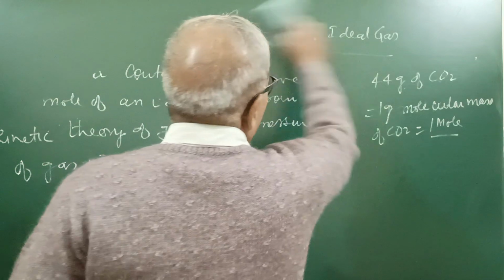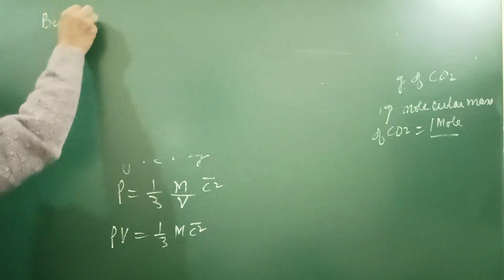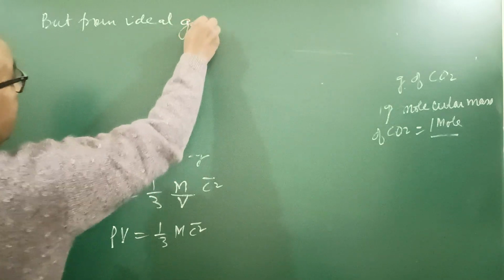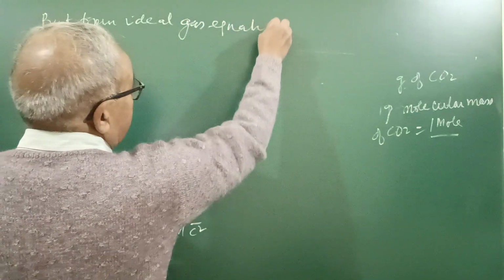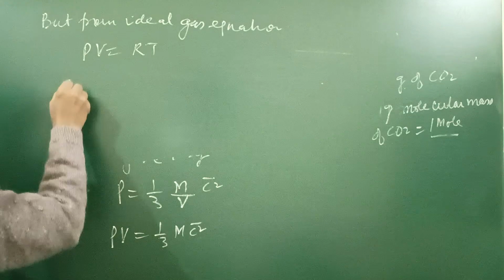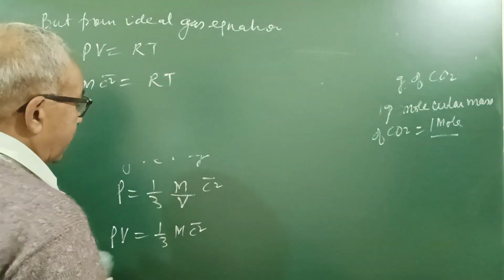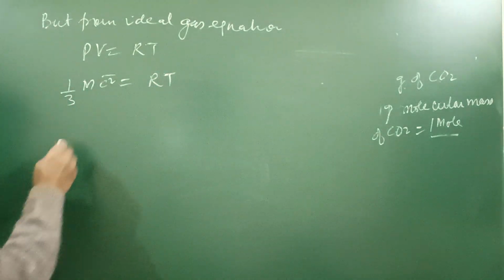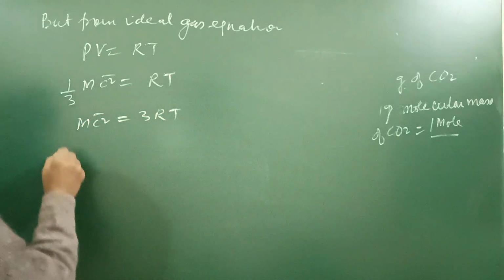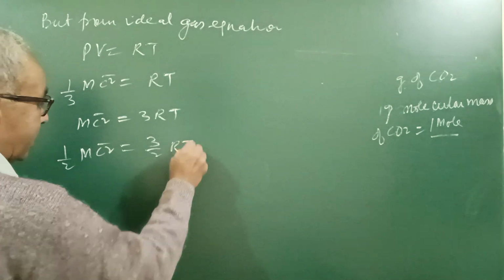Now, from the ideal gas equation, PV equal to RT, and therefore 1 upon 3 m c square bar equal to RT, or m c square bar equal to 3RT, or half m c square bar is equal to 3/2 RT.